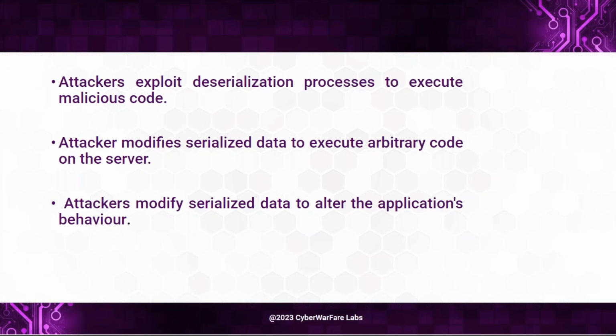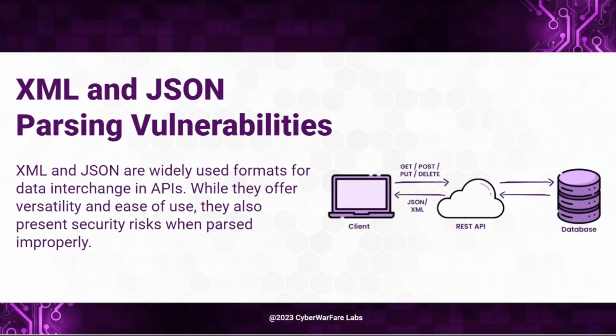Next, we'll move on to XML and JSON parsing vulnerabilities. APIs parse data in two well-known forms, XML and JSON. While they offer versatility and are easy to use, they also present security risks when parsed improperly by the API.